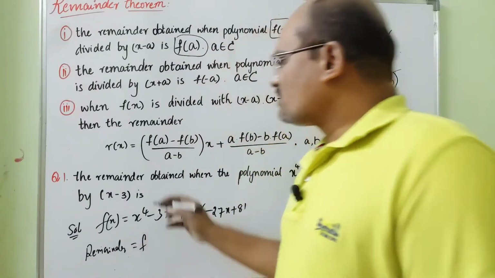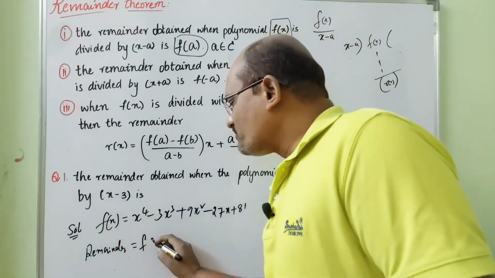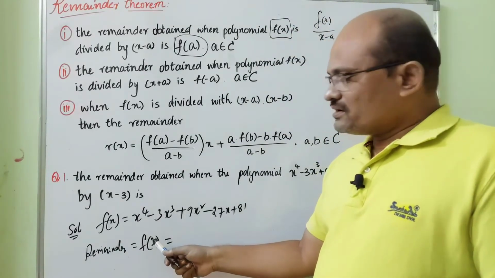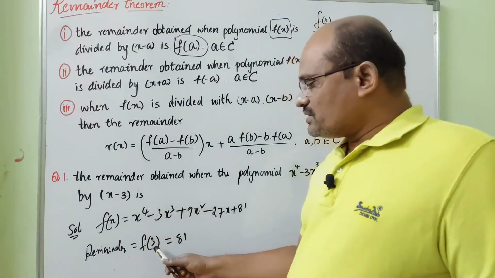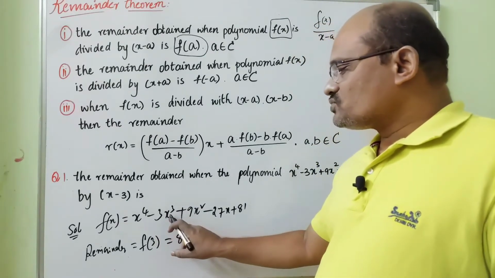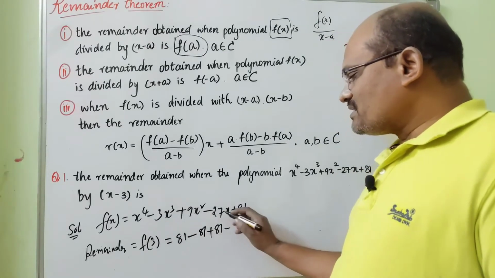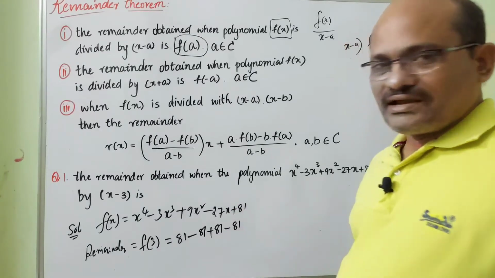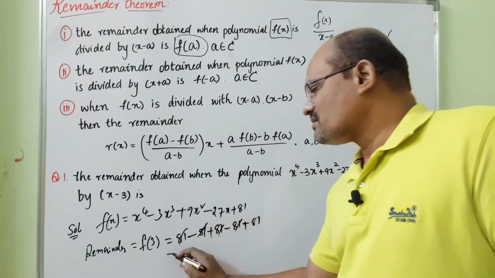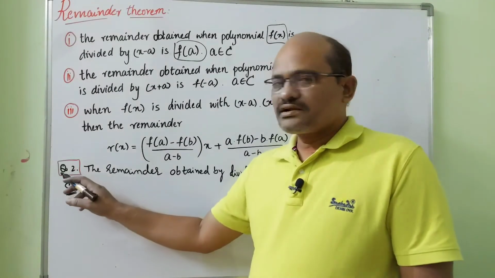The remainder is f of a, that means f of 3. So this is f of x, the remainder is f of 3. You put 3 in the place of x. Remainder equal to f of 3, that is equal to 3 power 4 is 81, minus 27 into 3, 81, plus 9 nines are 81, minus 27 threes are 81, plus 81. Cancel, cancel, cancel. The answer is 81. The remainder is 81.